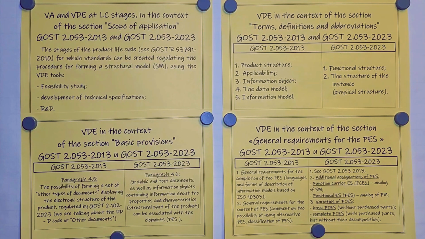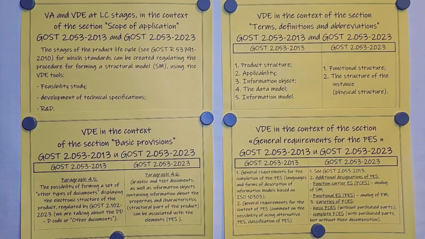Additionally, the 2023 version introduces the designations of product electronic structure varieties: FES, functional electronic structure, for functional product electronic structure, and FCES, functional carrier electronic structure, for constructive product electronic structure. The applicability to the design engineering documentation development stages is similar. Functional electronic structure is a stage of the design documentation, and functional carrier electronic structure is a stage of design and working design documentation.